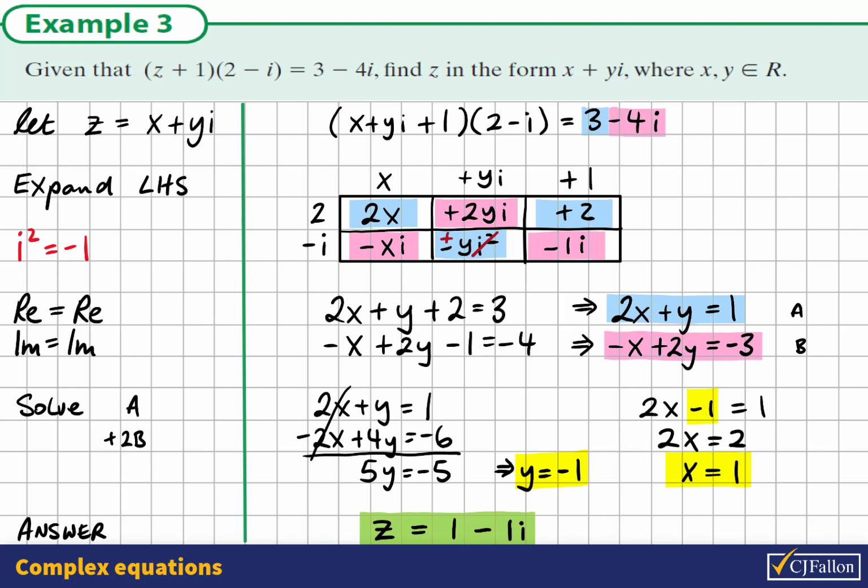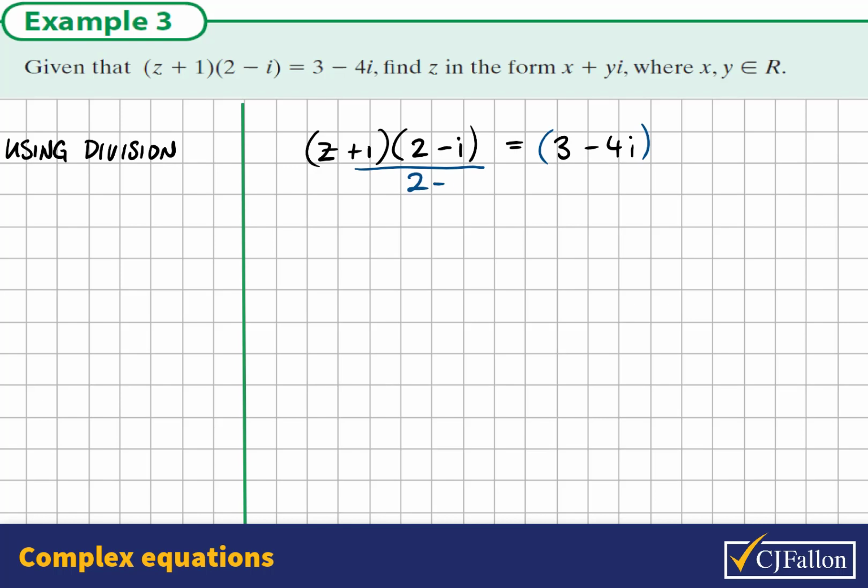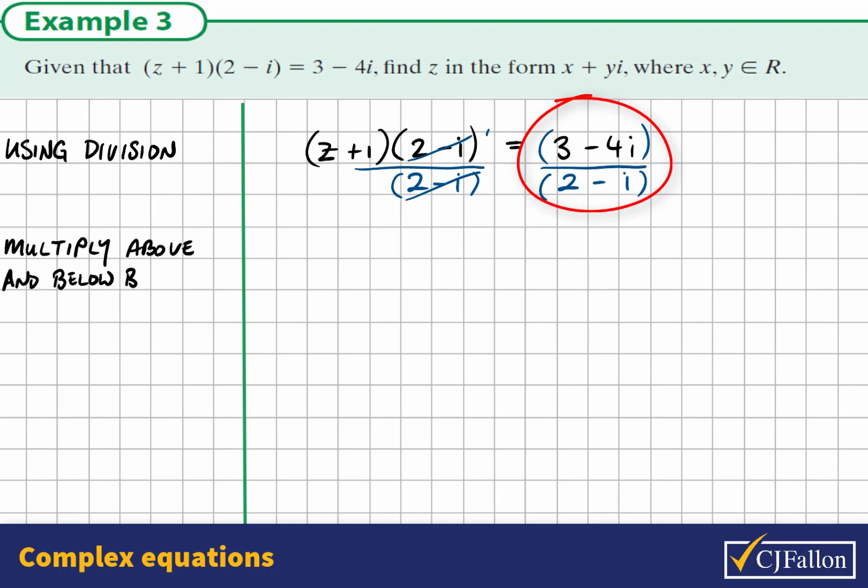You could also approach this problem by using division, and we're going to look at a second approach to this now. So this time, by using division, I'm going to divide both sides of the equation by 2 - i. So this is the equation that was given to us. If I divide both sides by 2 - i, we'll get z + 1 on one side of the equation. So (2 - i) divided by (2 - i) is just 1. So this gives us that z + 1 is equal to this complex fraction, or complex division if you wish.